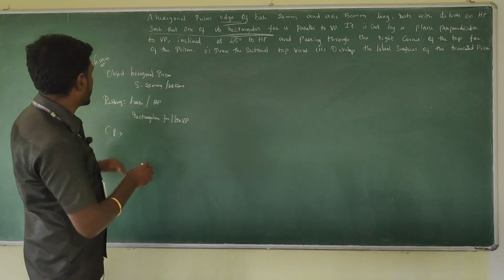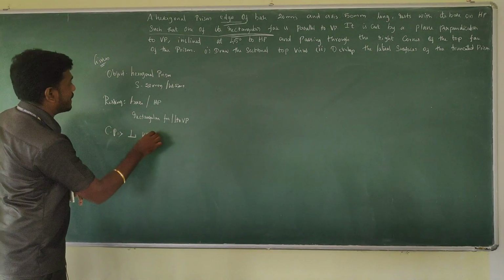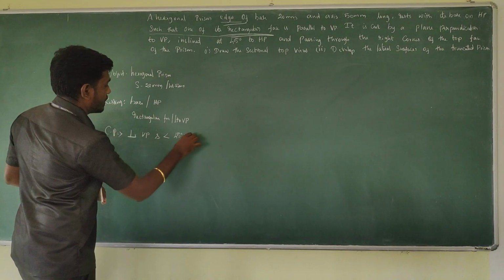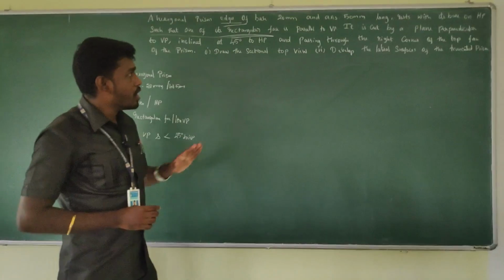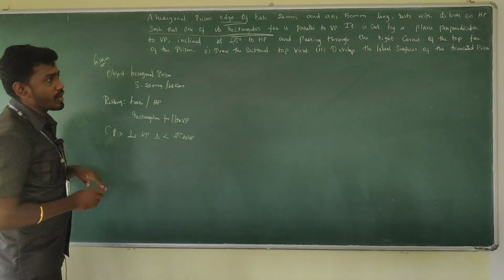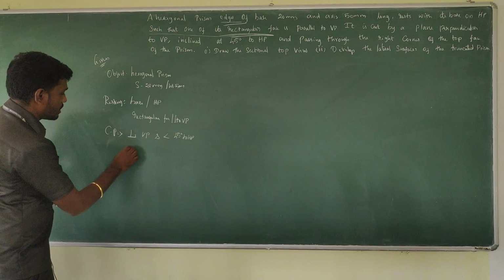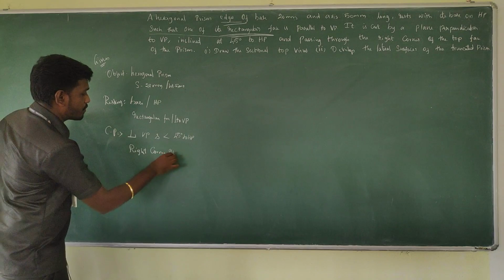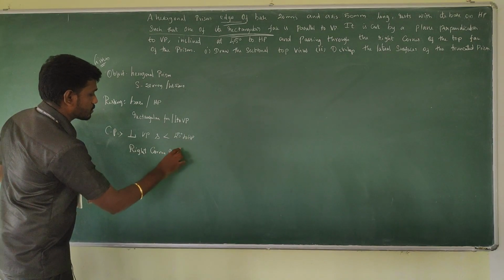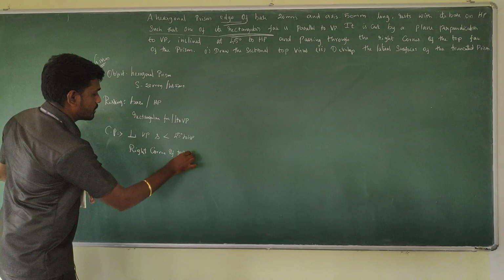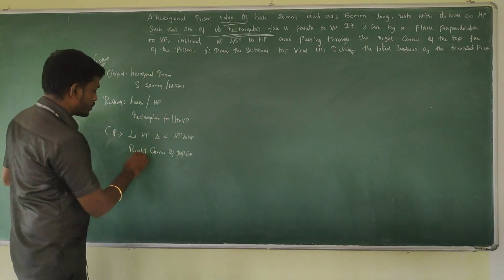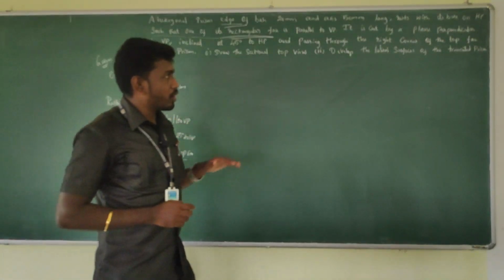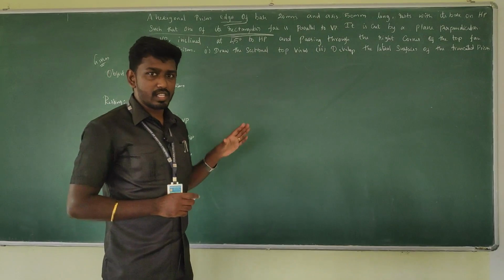The cutting plane, or section plane, is given as perpendicular to VP and inclined 45 degrees to HP, passing through the right corner of the top face, the right corner of the top base. This is a notable one. Then draw the sectional top view and the development of the lateral surface of the truncated prism. This is the given question.